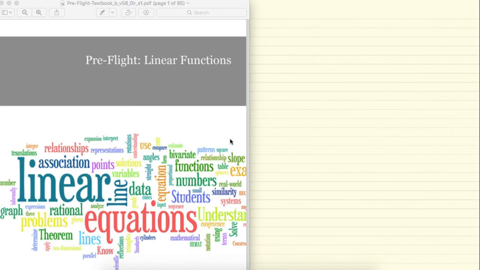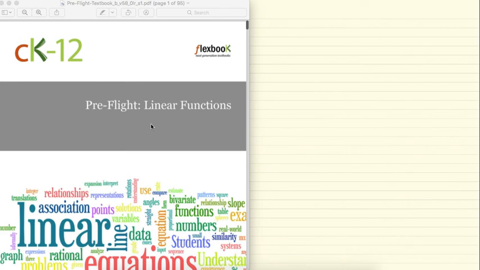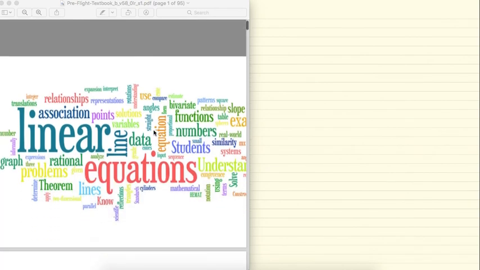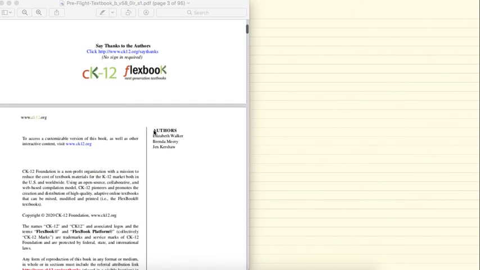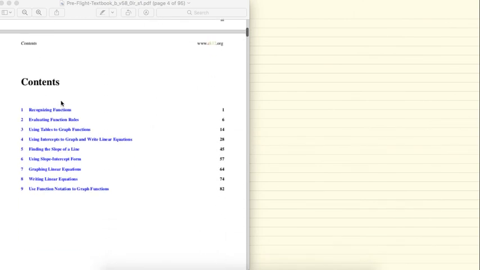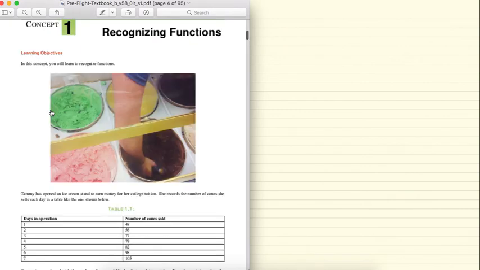Hi everyone. So we are going to begin going through our first lesson with linear equations. So I have the textbook opened up here. This is the digital textbook that you should have downloaded. I'm going to scroll through the textbook and go to the table of contents and jump to the very first concept, recognizing functions.